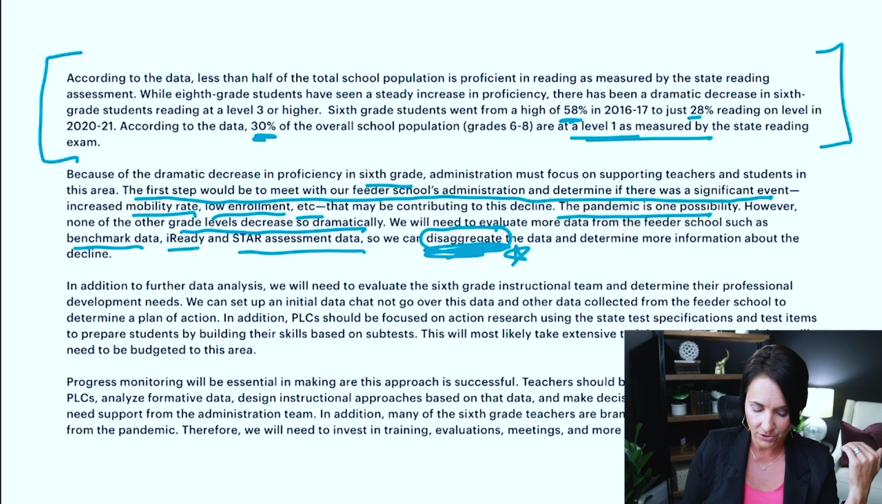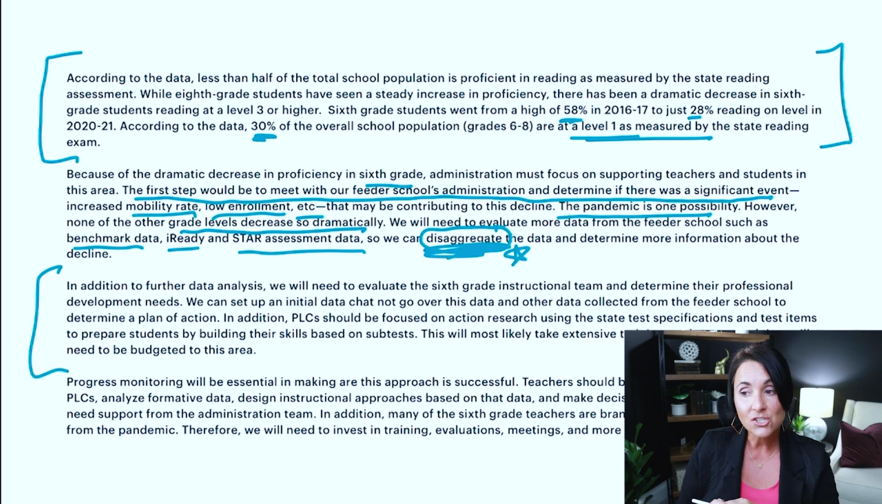Now let's get to the third paragraph here. In addition to further data analysis, we will need to evaluate the 6th grade instructional team. Something happened on that team. Was it all new teachers? Did a bunch of teachers retire? You may even want to make up that scenario for this. We had 3 teachers retire, or you could say we had 3 teachers retire because of the pandemic. And you can make up that scenario. That is a real scenario happening all over.